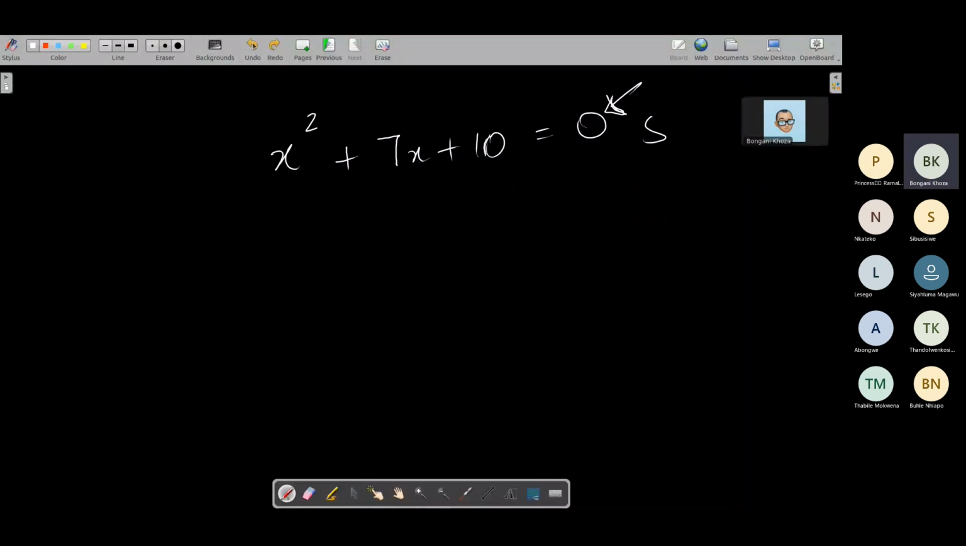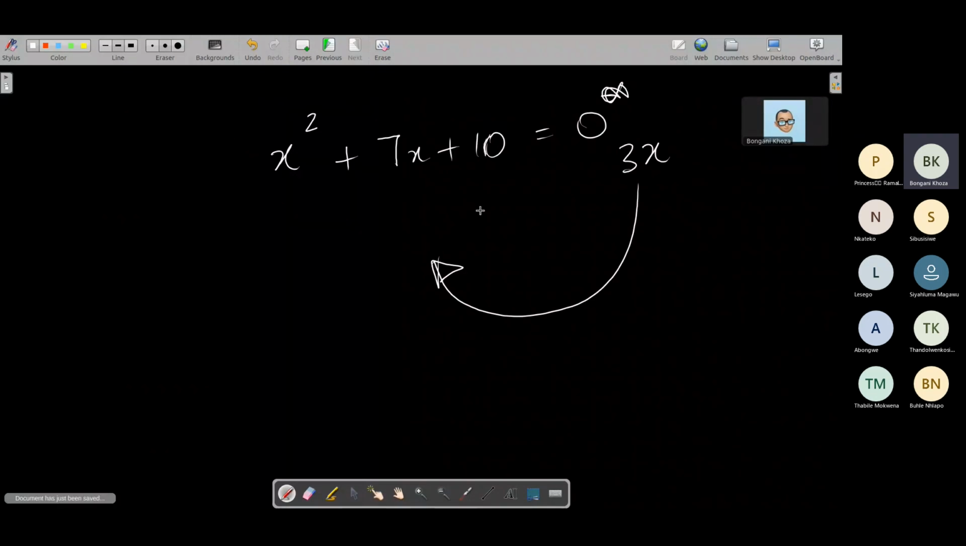I'm saying that you only start factorizing this trinomial if on the other side you have a 0. So if you have, I don't know, 3x this side, you have to take this 3x, transpose it, cross it over the equal sign to this side. And then you simplify that, leaving your 0 here. So you always make sure that you have a 0 on this side, or wherever side the 0 is, before you start factorizing this. Are we clear on that?